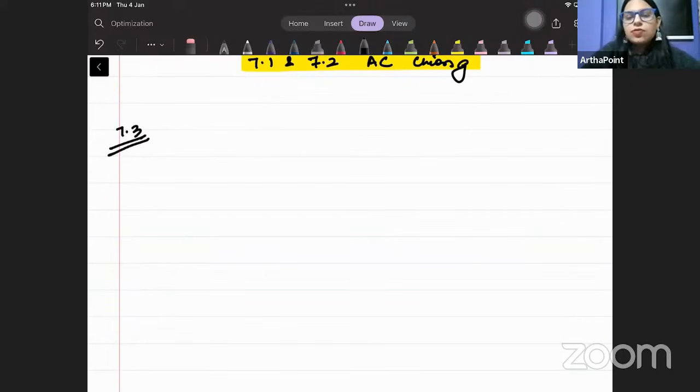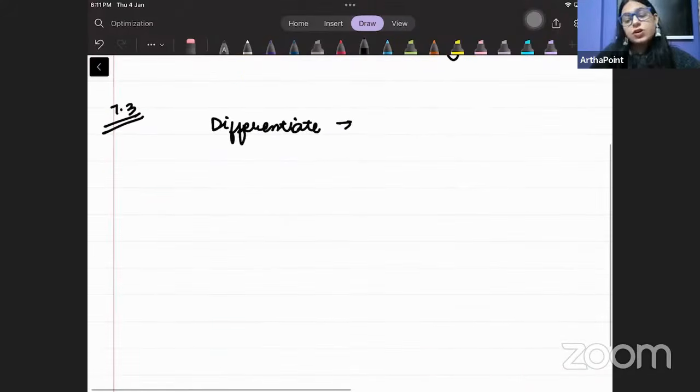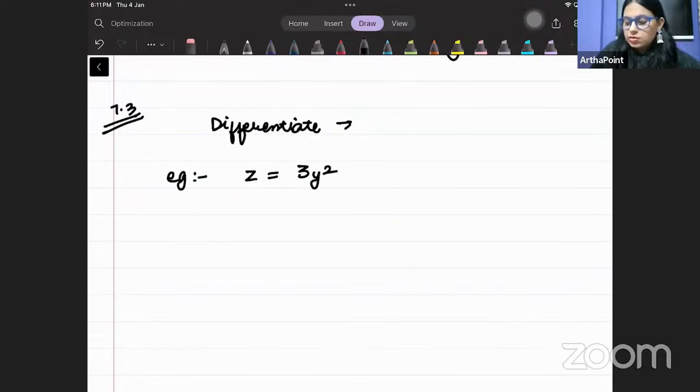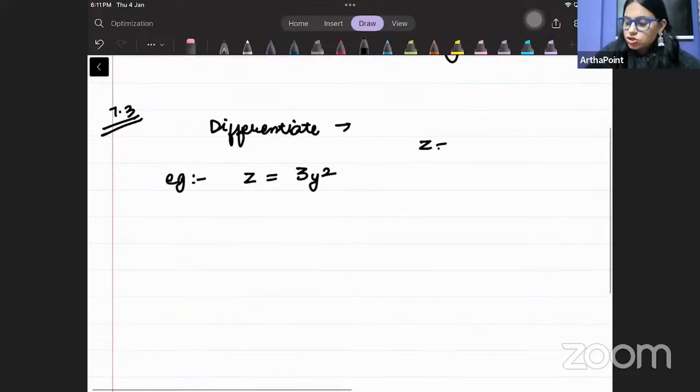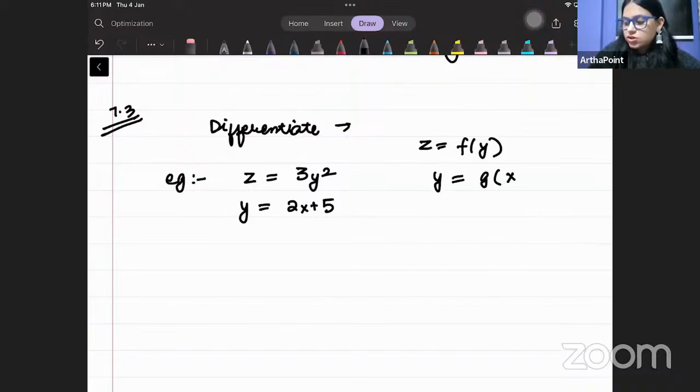In this section, what the book is saying is how you can differentiate when you have one variable as a function of the other. Let's take an example. Suppose I tell you that z = 3y², meaning z is a function of y. And I tell you y = 2x + 5, meaning y is a function of x.